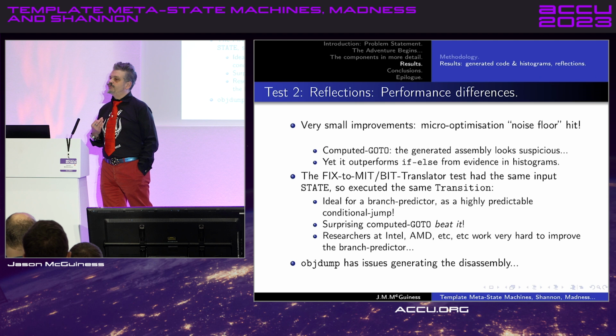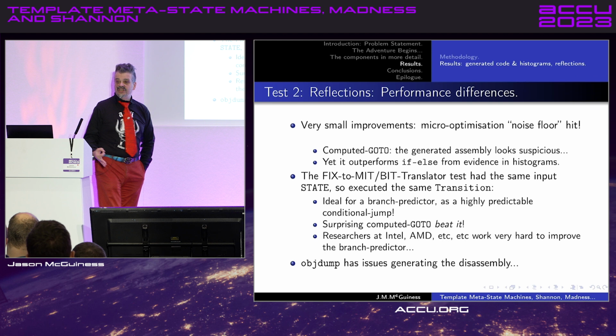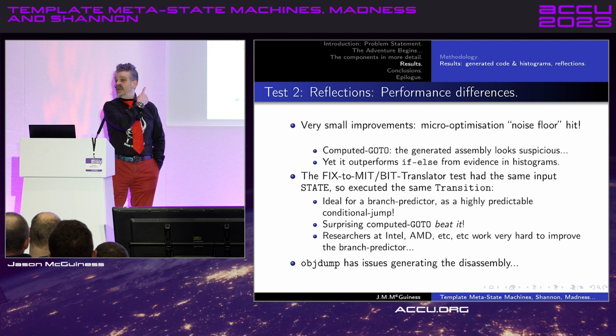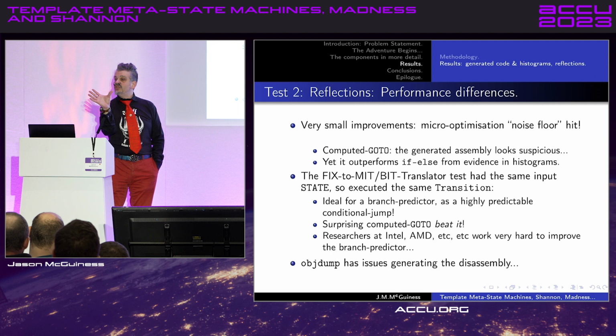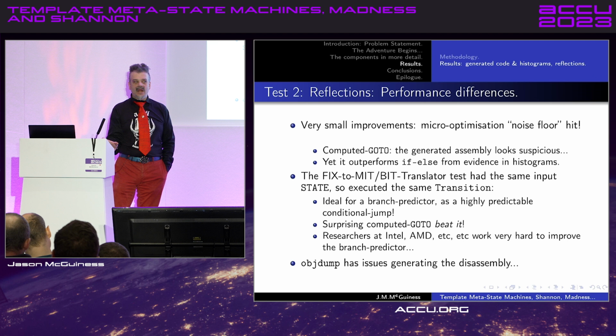Also, tooling issues: objdump, generating the disassembly. I'd really like to see the disassembly for Clang, please. Remember, in the simplified metastate example that I had, Clang was significantly faster. So its code generation must be significantly faster. It must have had less code, fewer instructions. Why? I'd like to see it.